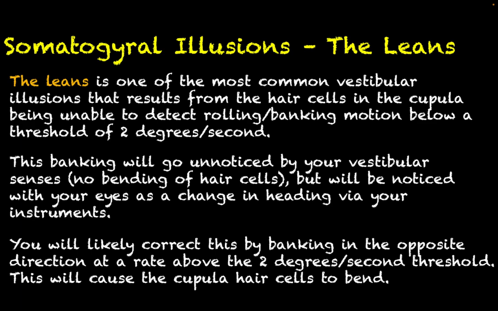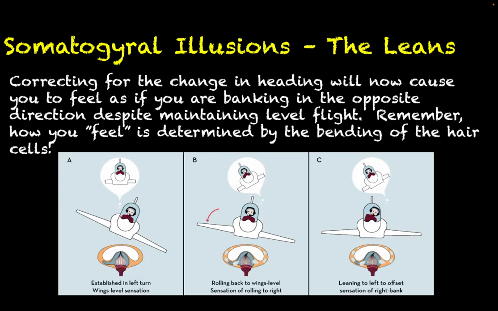So what's likely is that when you actually adjust your flight controls and work the yoke to correct your attitude, you're going to bank in the opposite direction more forcefully than you did accidentally to get yourself into your situation to begin with. So you're going to bank in the opposite direction at a rate above the 2 degree per second threshold. And now this actually will cause the cupula's hair cells to bend. So when you correct for this change in heading, this is now going to give you the feeling as if you're banking in the opposite direction, even though you have gotten back to maintaining level flight. So that's going to be a sensation that you have to fight against.